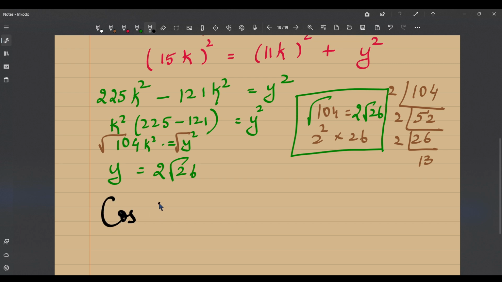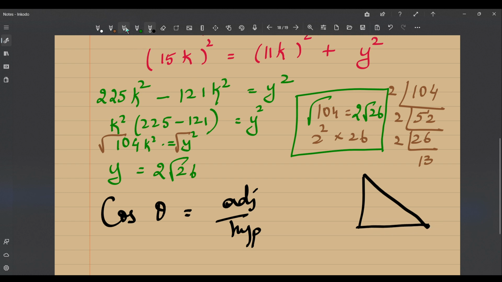So what is cos theta? Cos theta is adjacent by hypotenuse. Let me recreate the figure here for better understanding. So this is the figure, and we had 11k here and 15k here, and we found the adjacent side to be 2 root 26k. So adjacent by hypotenuse is 2 root 26 by 15. So we found one ratio.